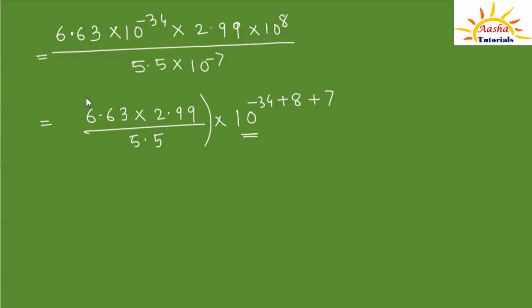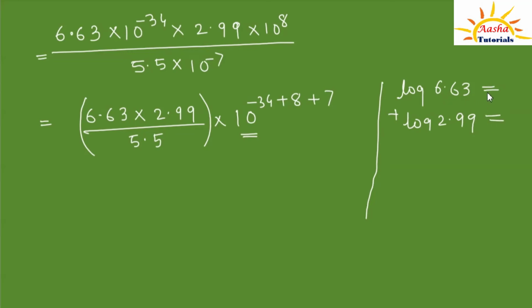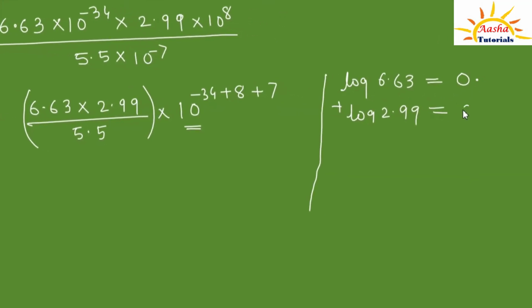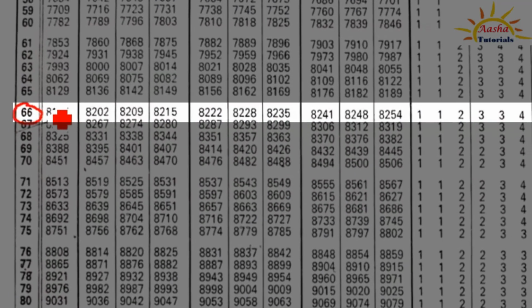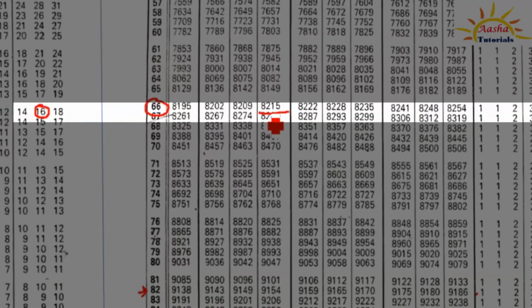Now to solve this particular product and division, let us use the log table. As there is multiplication of 6.63 and 2.99, first of all I will add the log of 6.63 and the log of 2.99. Let's find their logs now. Let me write their characteristic values here. Those are 0, as they are single digit numbers. Now let's find the log of 66 in 3. Log of 66 in the third column is 8215.